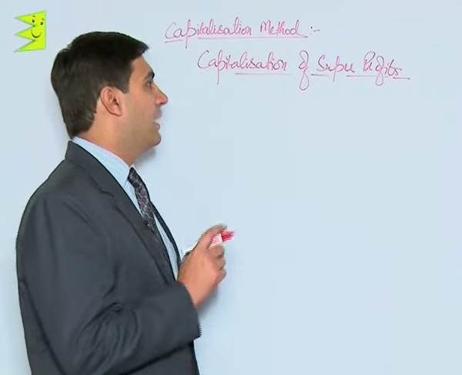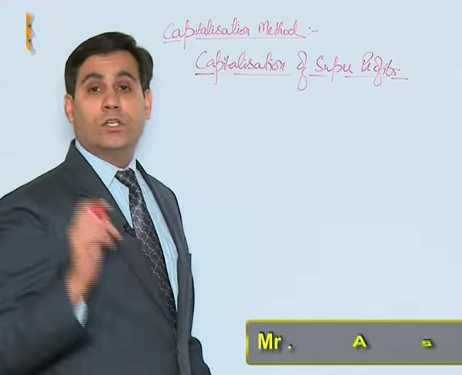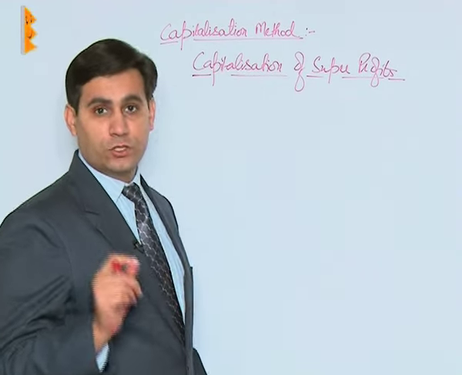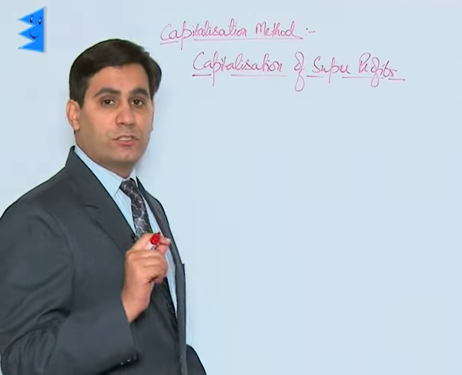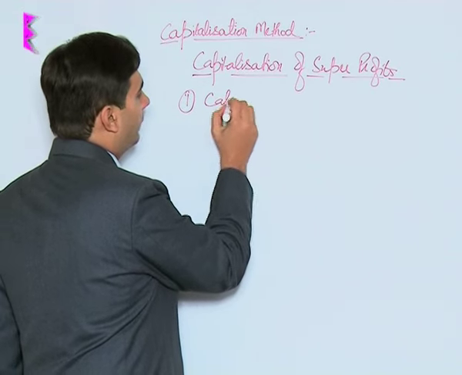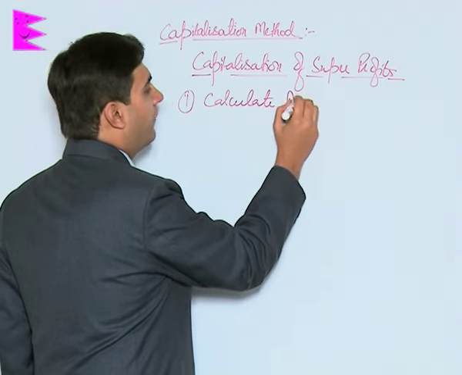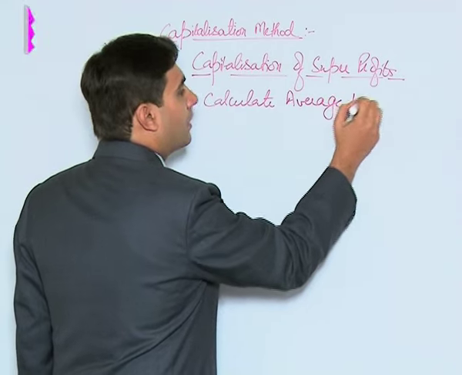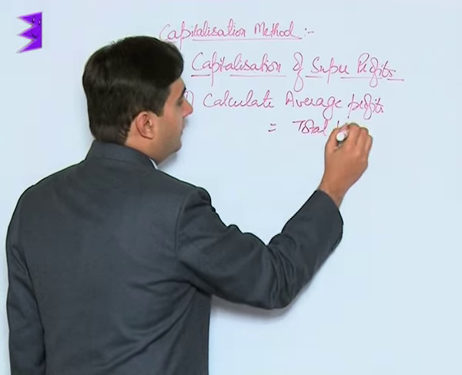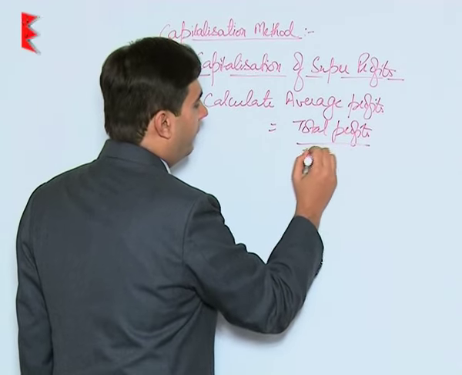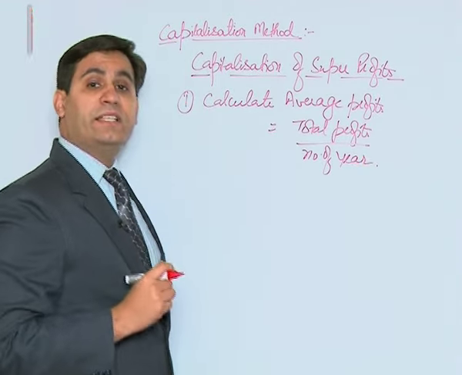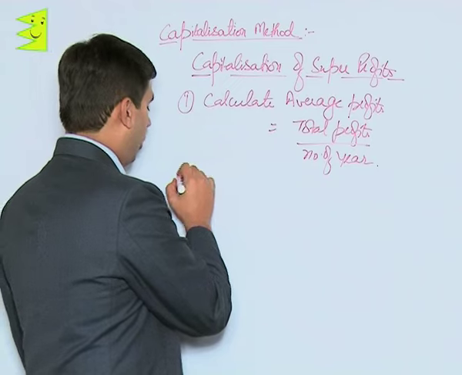The second part in capitalization method is capitalization of super profits. So now students, the basic step in this is to calculate super profits. We know how to calculate super profits. Let us discuss this again. The first step is to calculate average profits. Average profits are equal to total profits upon number of years.